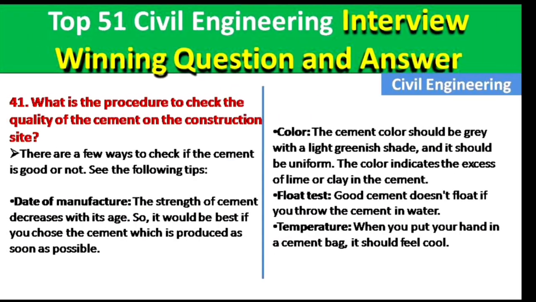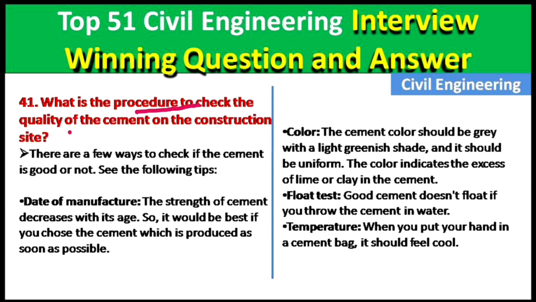Now point number 41 is what is the procedure to check the quality of cement on the construction site. This is a very important point. So how will we check the cement on the site? I am telling you in short: we have to check the date of manufacture. The strength of cement decreases with its age, so it is best to choose cement that was produced as recently as possible. The date of manufacture of the cement should not be more than 3 months old for good strength of the concrete. Now color: the cement color should be gray with a light greenish shade and it should be uniform in color.